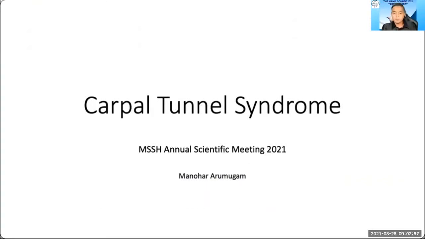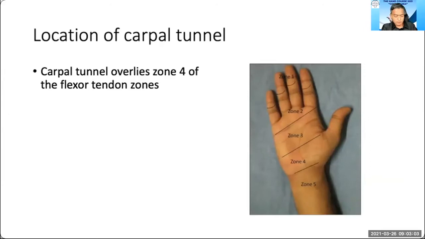I'm going to talk on carpal tunnel syndrome, followed by pronator syndrome. This picture depicts the carpal tunnel, the location of the carpal tunnel, which overlies zone 4 of the flexor tendon zones.